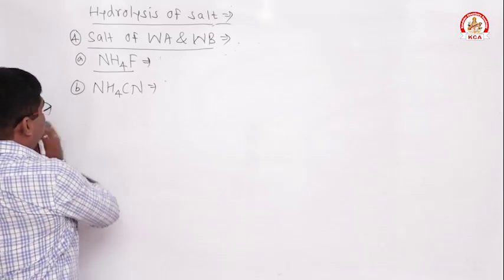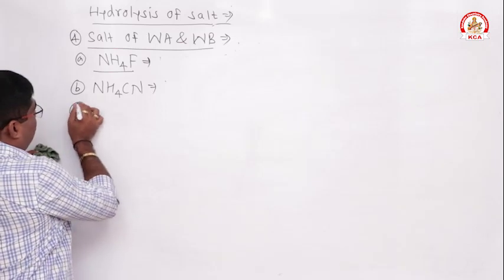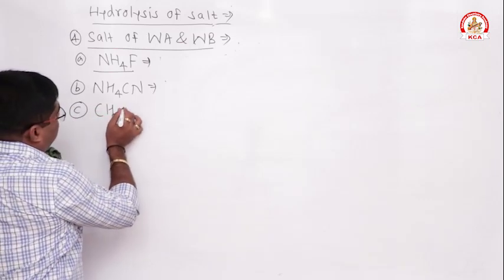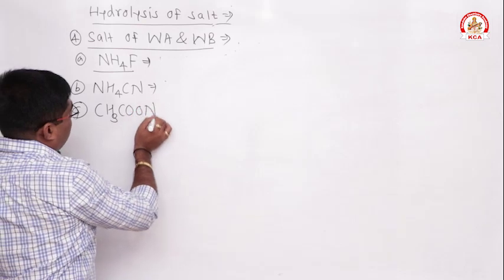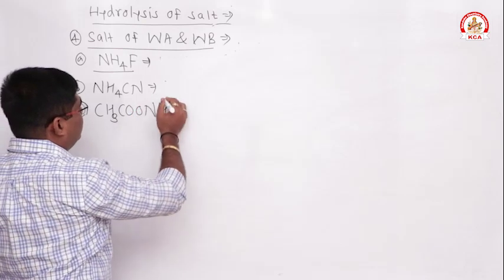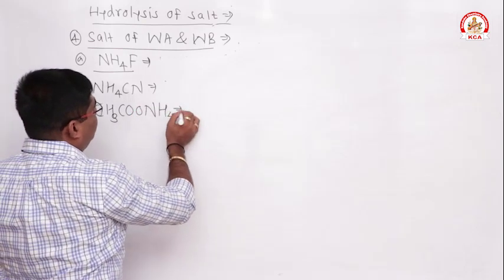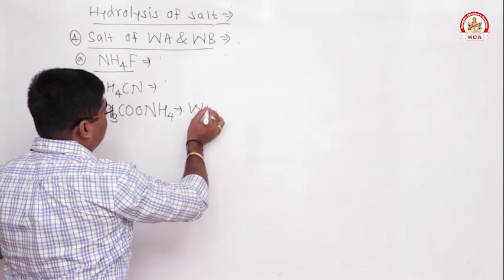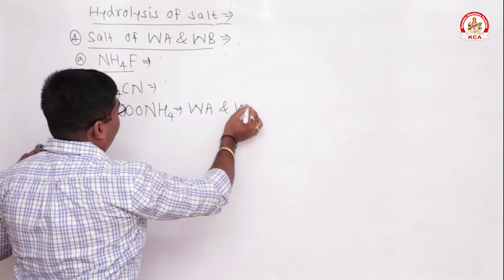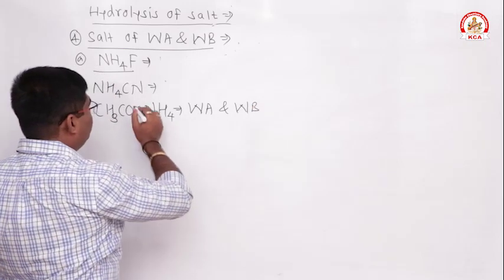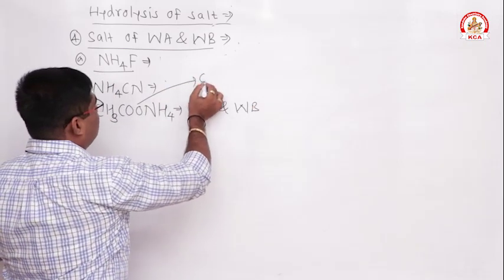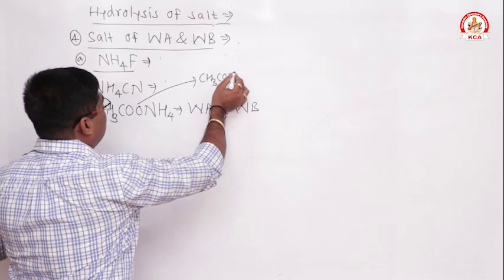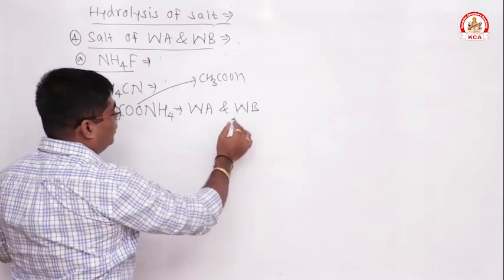Ammonium acetate, CH3COONH4. It is also a salt of weak acid and weak base. इथं weak acid कुठला आहे? Weak acid CH3COOH. Weak base कुठला आहे?